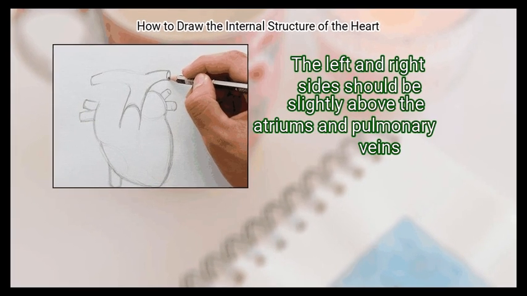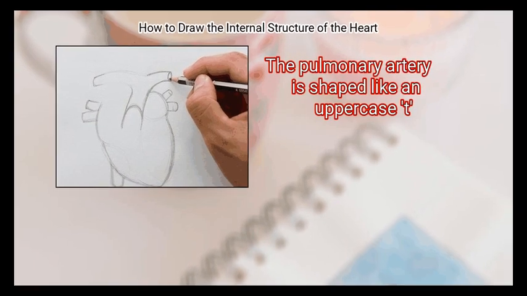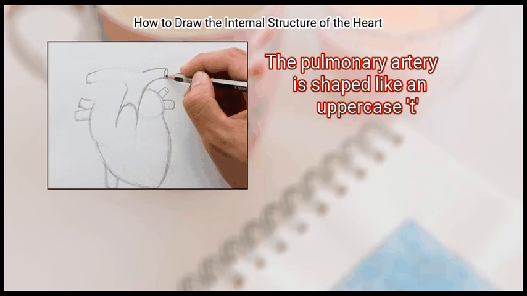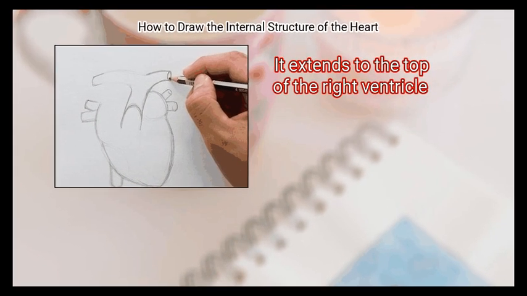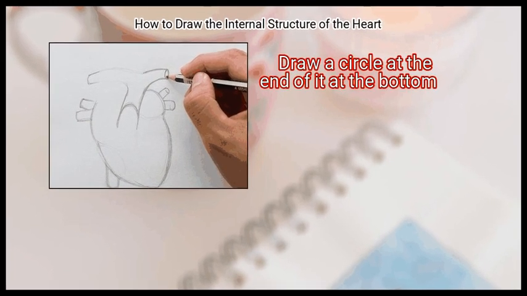The left and right sides should be slightly above the atriums and pulmonary veins. The pulmonary artery is shaped like an uppercase T. It extends to the top of the right ventricle. Draw a circle at the end of it at the bottom.